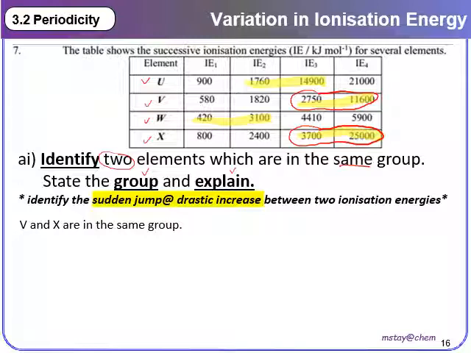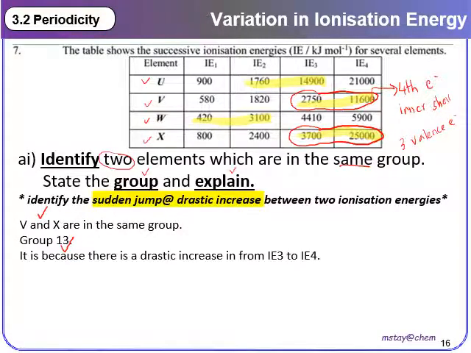Because the 4th electron is from the inner shell, from here we get the idea that there are 3 valence electrons. So it is group 13. Okay, V and X are in the same group. Both of them are in group 13. So now we need to do the explanation.